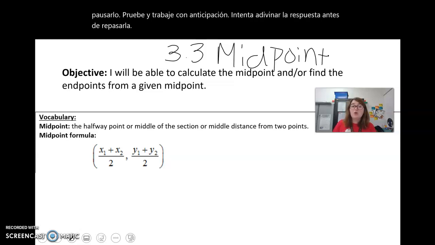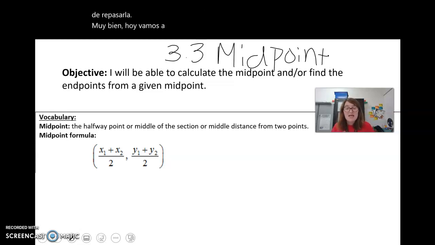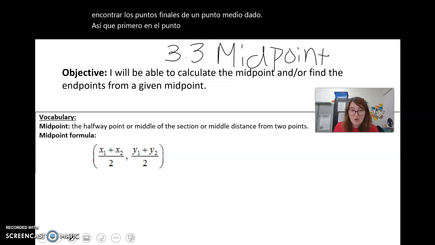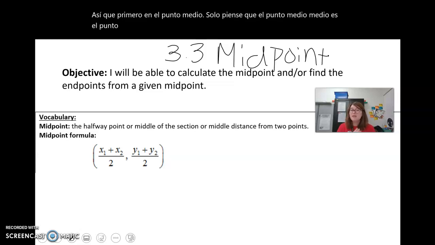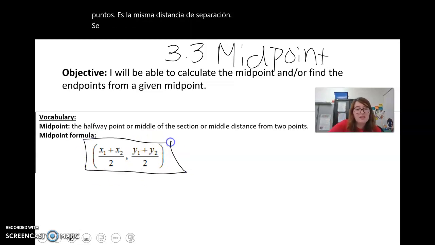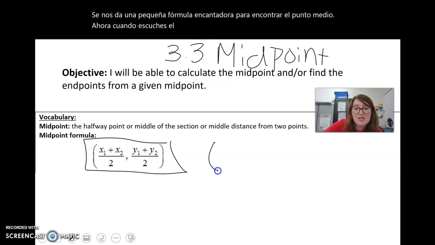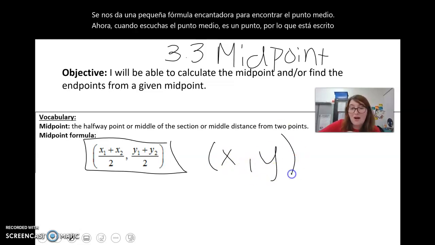All right, today we are going to be able to calculate the midpoint and/or find the endpoints from a given midpoint. So first off, midpoint, just think middle. Midpoint is the halfway spot or the middle of a section, the middle distance from 2 points. It's the equal distance apart. We are given a lovely little formula to find the midpoint. Now, when you hear midpoint, it's a point. So it's written as a point, x, y.